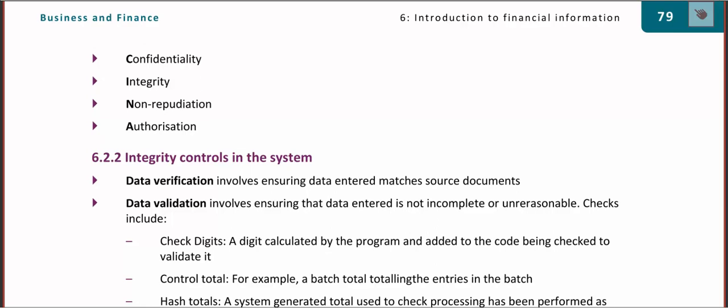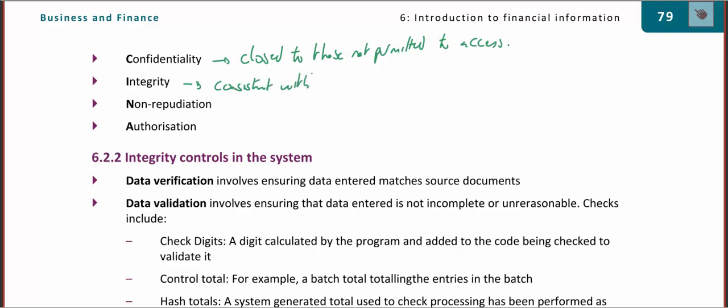Now the key comes in confidentiality, in that it should only be accessed by people who are allowed to look at it. So it should be closed to anybody not permitted to access the information. It has to have integrity, so the information should be consistent with the sources. Okay, so it hasn't been tampered with in any way.